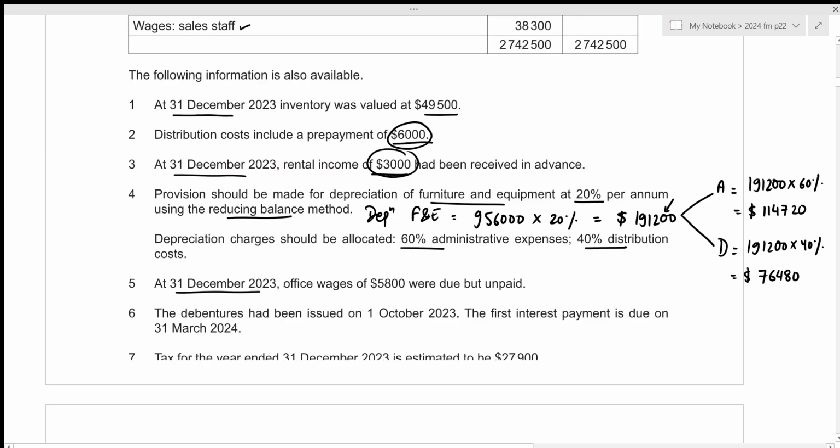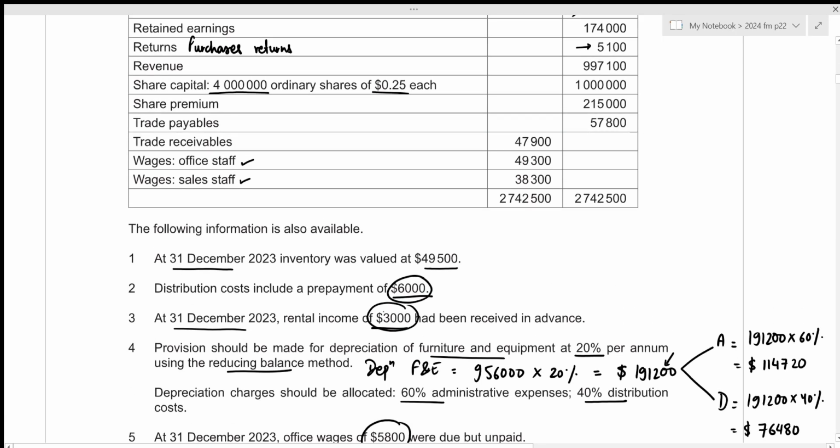Then at 31st December 2023, the office wages of 5,800 were due but unpaid. So it means that we have office wages of 5,800 accrued at the end of the year. But still, this 5,800 is the expense for the current year, which is why we need to add it now. Let's add this towards the office staff. That will be plus 5,800.